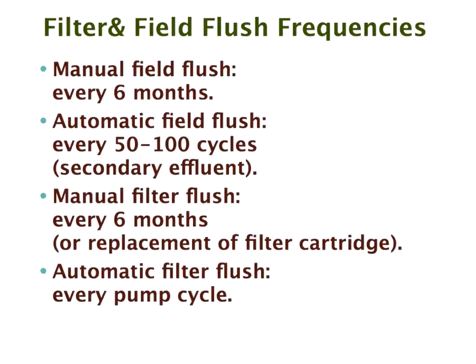Okay. Filter and field flush frequencies. We recommend 6 months, as I said. We're not going to fight with people if you do it every year, particularly if you make sure it's done every year. To say 6 months and have it done every 5 years doesn't help us. So if you say every year and enforce every year, it's better than that. Automatic field flush every 50 to 100 cycles is the minimum.